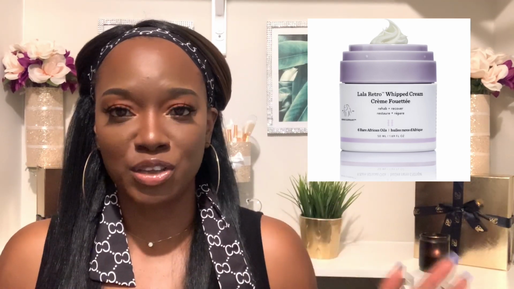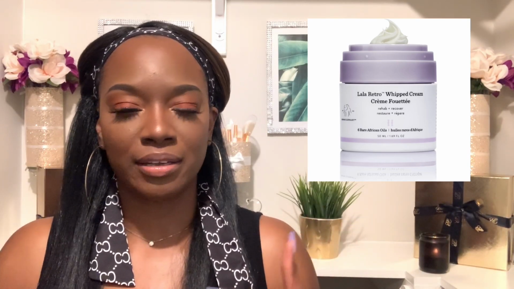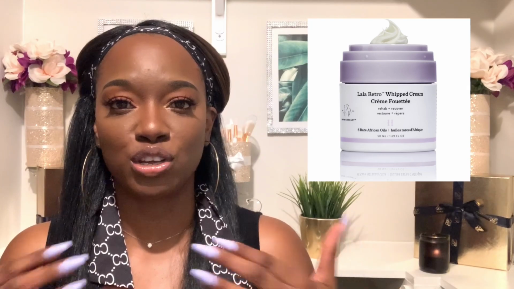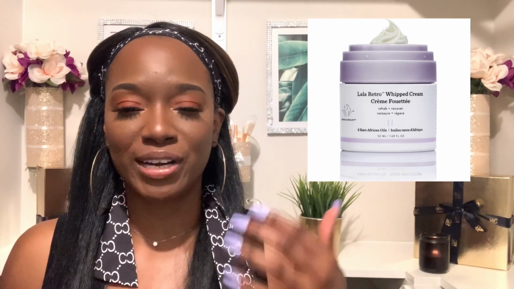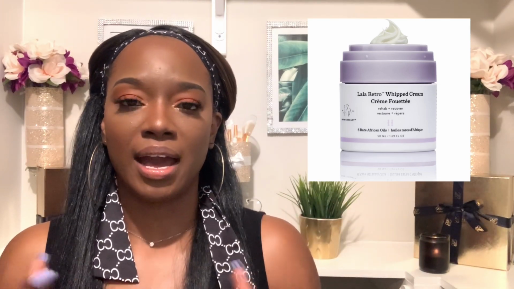Heavier creams, you can put to the side for the winter or at night. I tend to use my heavier creams at night, but I do have normal skin. So, you know, everything is subjective. It's what you want or what you like on your skin. But this is very lightweight, great for day and night, like I said, and it's just very refreshing to the skin.